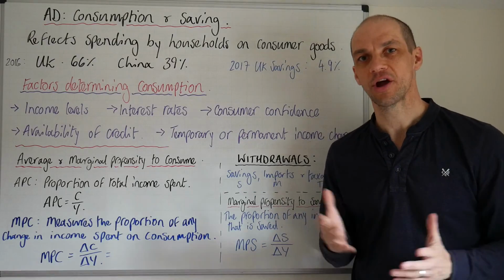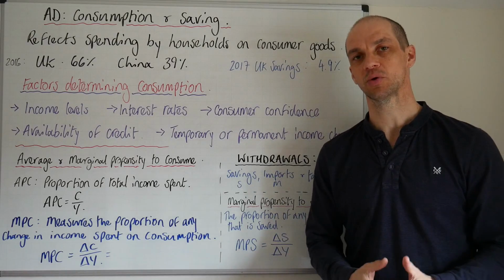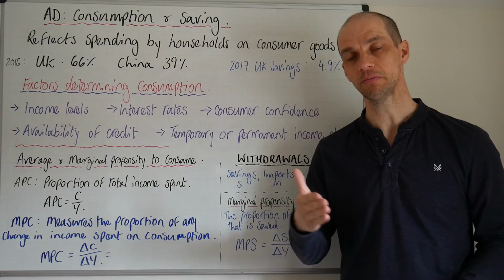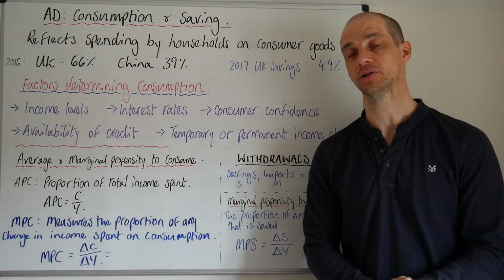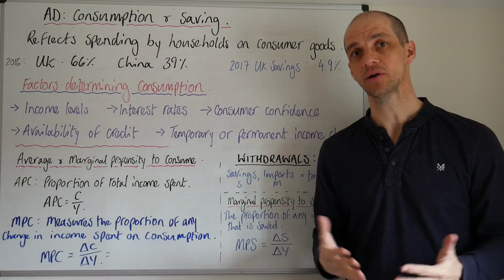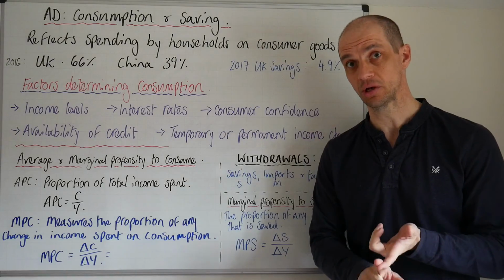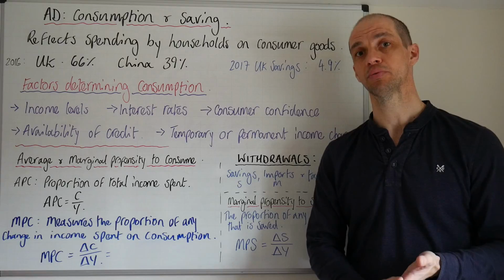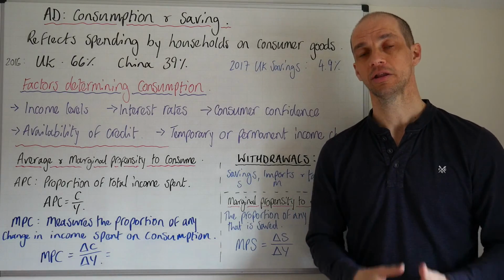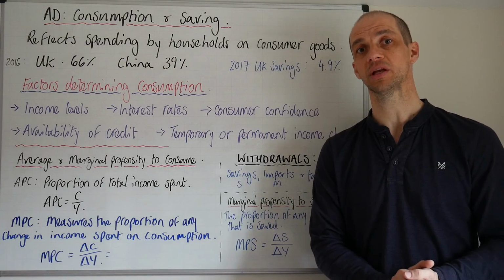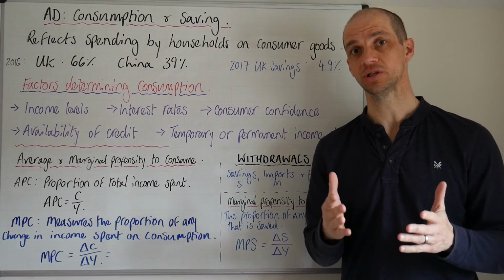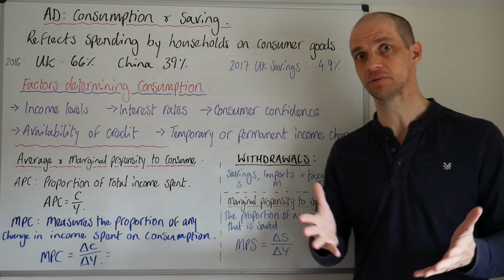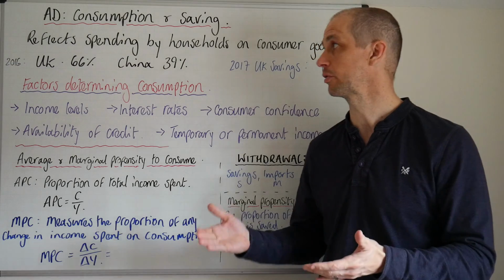Hi everyone, so in the next series of lessons we're going to look at the component parts of aggregate demand. Now, aggregate demand of course consists of consumption, investment, government spending and exports minus imports, that trade balance there. The first area we'll start with will be consumption. Consumption of course is heavily influenced by the level of saving in an economy as well.